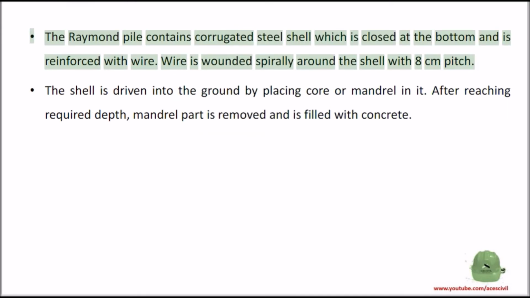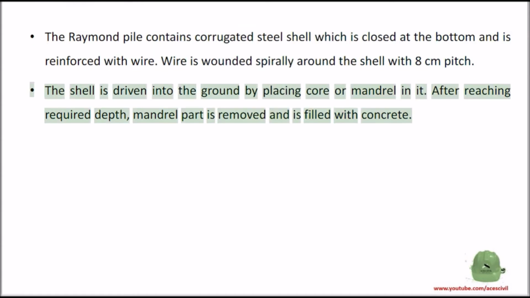The Raymond pile contains a corrugated steel shell which is closed at the bottom and is reinforced with wire. Wire is wound spirally around the shell with an 8 cm pitch. The shell is driven into the ground by placing a core or mandrel in it. After reaching the required depth, the mandrel is removed and the shell is filled with concrete.